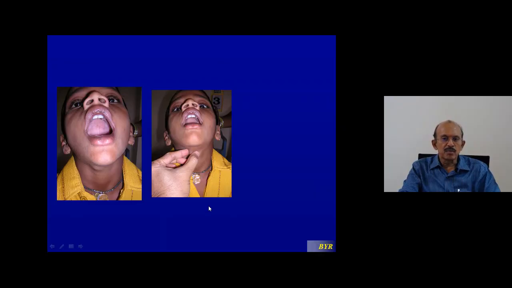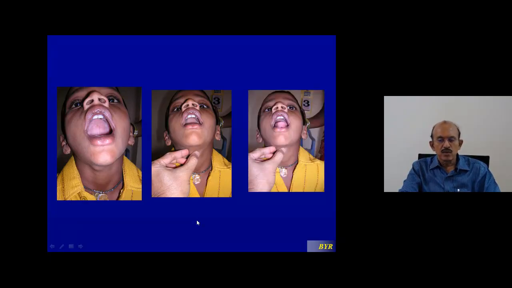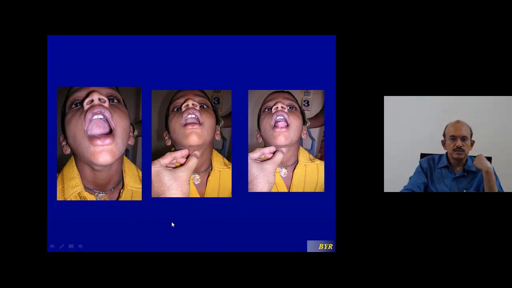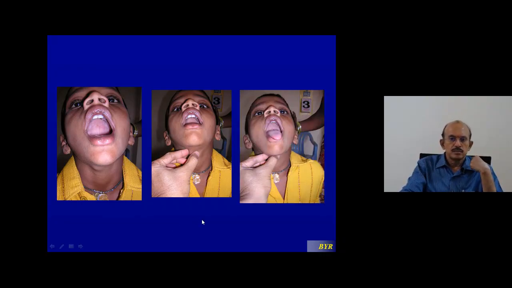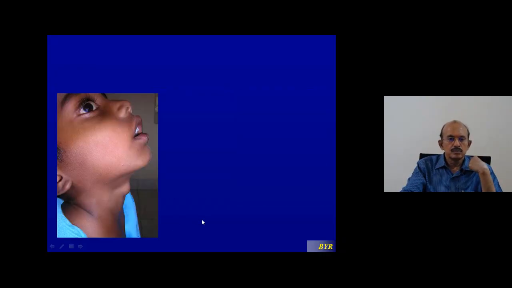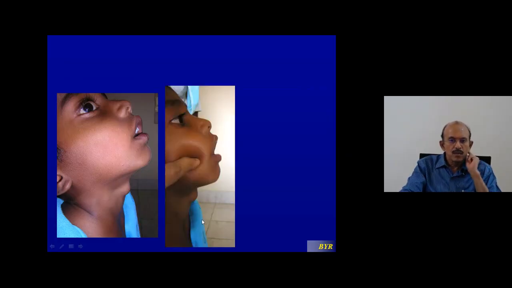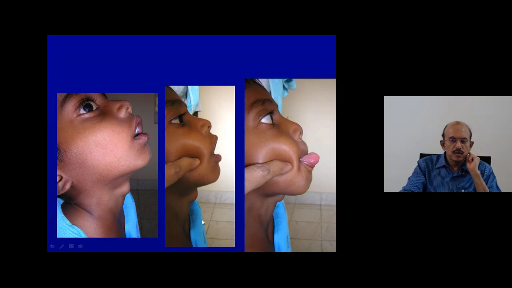When you can't appreciate it by inspection, then you just catch hold of the swelling. Then ask the patient to protrude the tongue. Then you will feel the tug or the pull of the swelling upwards. Of course, in children, sometimes it will be difficult to make them protrude the tongue. So you keep your finger in between the jaws so they keep their mouth open. Then you can ask them to protrude the tongue out.